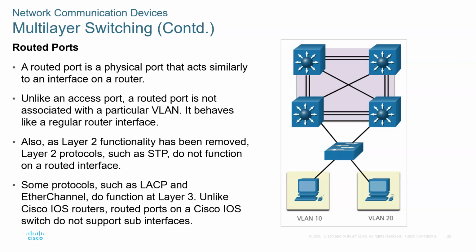Okay, so here's a typical routed port. This could be the default gateway of VLAN 20. So that's what a routed port is. Hardly ever used that way. We use a router to do that. So a routed port is a physical port that acts similar to a router. So write this down. Also write the second bullet point. Unlike an access port, a routed port is not associated with a particular VLAN. It behaves like a regular router interface, just like the default gateway.